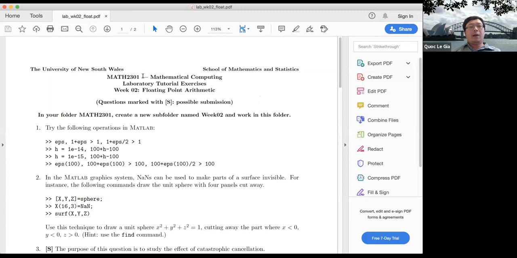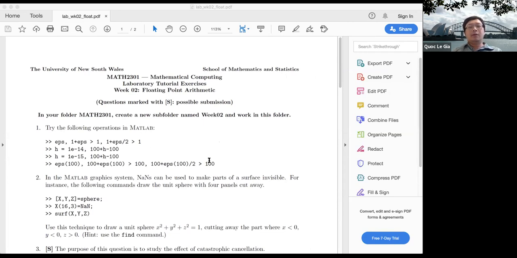So this is the lab tutorial exercises for week 2, floating point numbers. And now you can see that in the very first question, we are talking about epsilon. Let me share with you my MATLAB screen. If you have any question, just please put in the chat box. So now I put in epsilon.